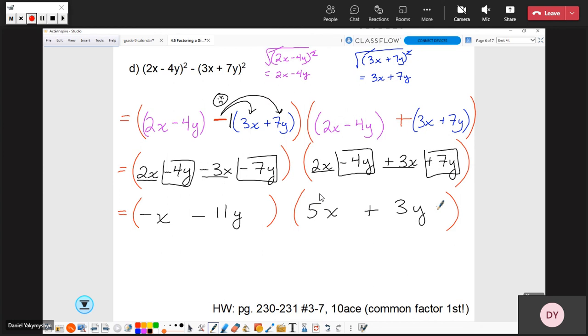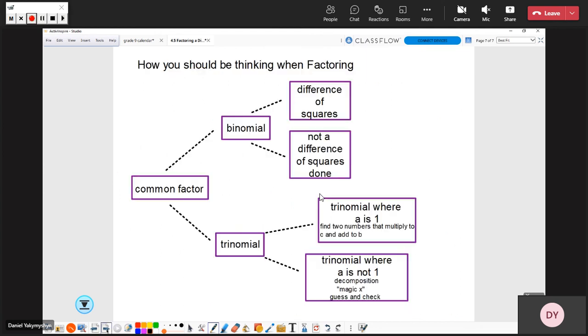Now, before I actually let you off, this slide right here, I think, is number one. Whenever you're factoring anything, we got to work from right here. The first step of factoring. Step one is common factor. We're looking for a common factor. Whether there is or isn't, that's fine. The first step should always be common factoring.